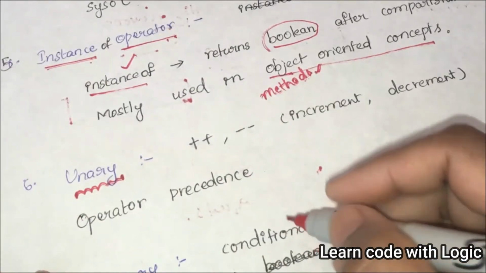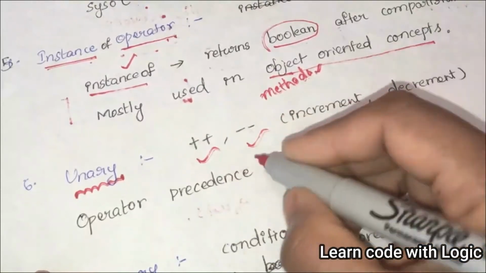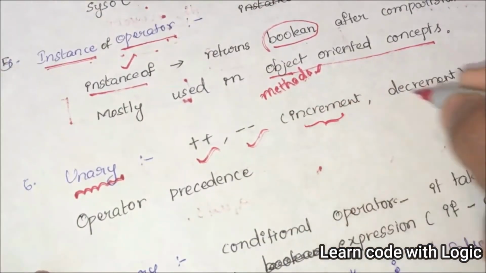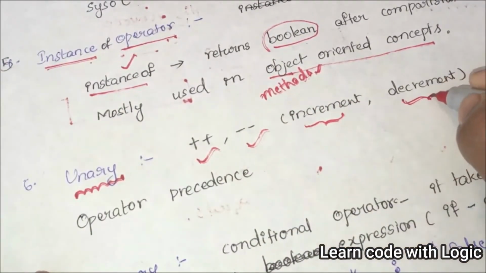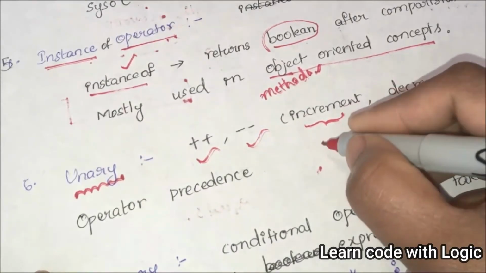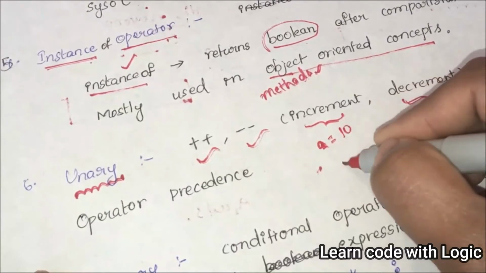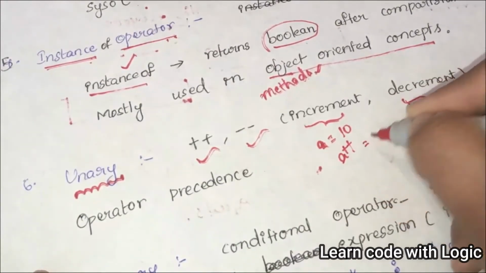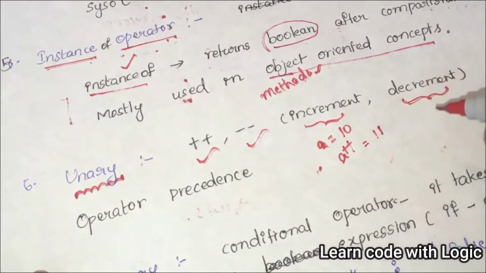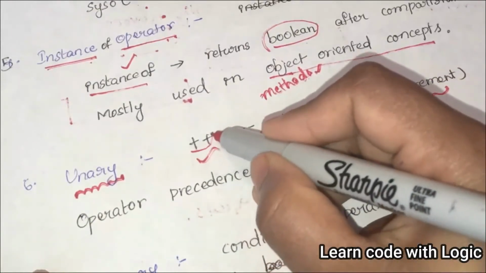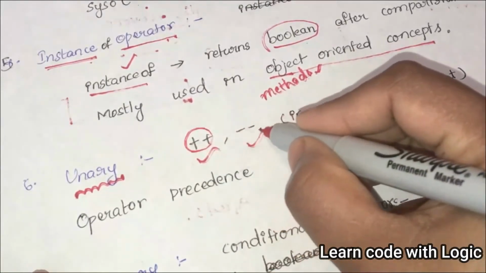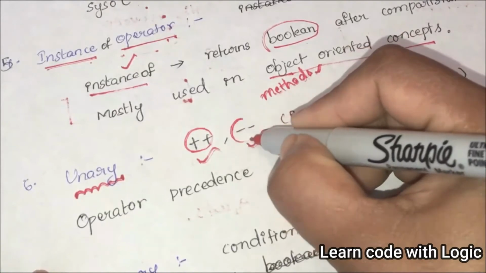Next one is the unary operator. Unary operator does increment and decrement. Increment means it increases the value by one and decrement means it reduces the value by one. For example, we have taken a is 10 over there. If you give a plus plus, it becomes 11. So this plus plus is the increment operator and minus minus is the decrement operator.